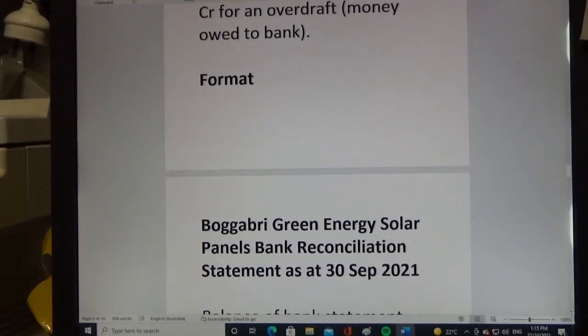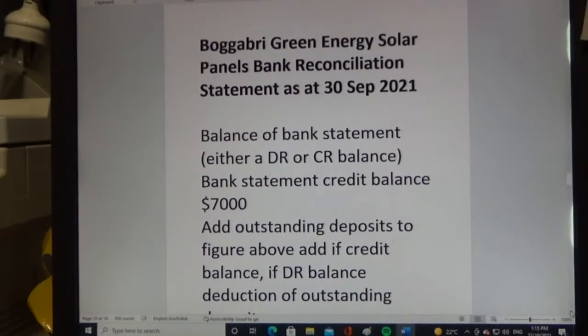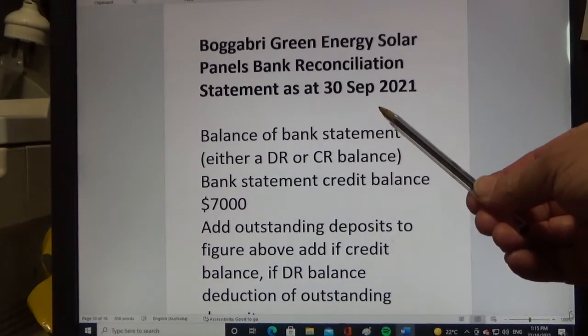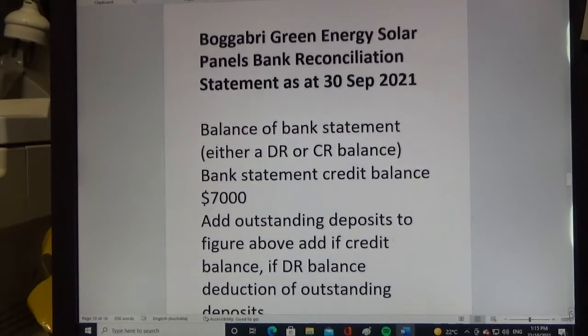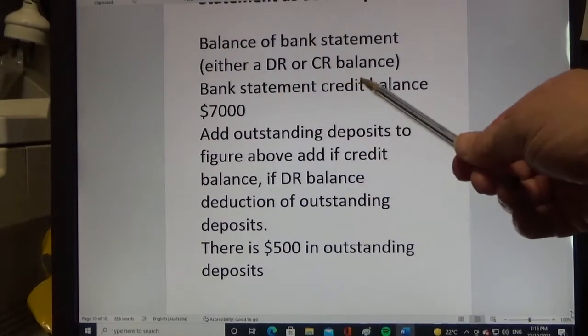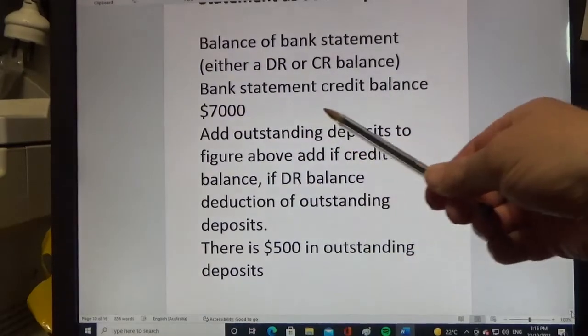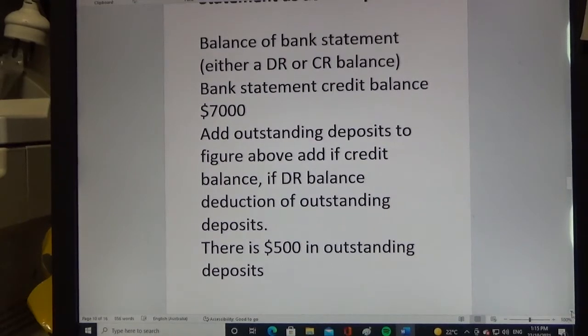So I'll give an example. This is the first example. Boggabri Green Energy Solar Panels Bank Reconciliation Statement as at 30th of September 21. So on that date they thought there was a problem, so they thought they'd do a bank rec. That date doesn't have to be consistent with balance day or financial statements. They can call a bank rec whenever they want. So the balance of the bank statement, either a debit or a credit, happens to be 7,000. Boggabri Green Energy has got a credit balance, which is favourable, money in the bank.